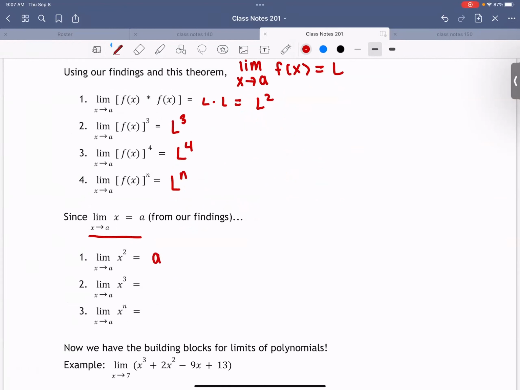A squared, right? Essentially plugging in a, right? And I bet you know what x cubed is? A cubed, right? And if we keep going, the limit as x approaches a of x to the nth power is going to be a to the nth power, okay? So we're essentially plugging in a into x. I know that was kind of overkill, but I promise I have a point.